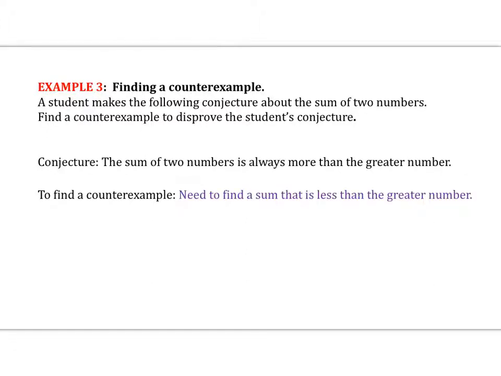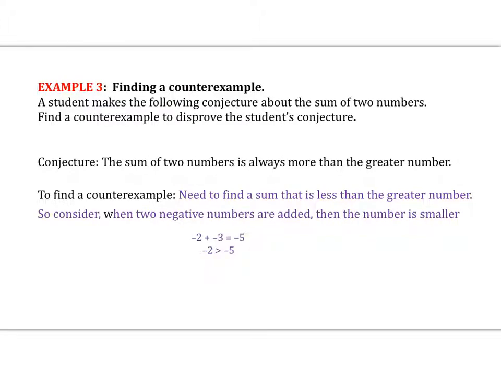Well, we need to find a sum that is going to be less than the greater number. So if we can find that situation, just one situation, then it proves the entire statement false. All we need is one counterexample to prove a statement or conjecture false.